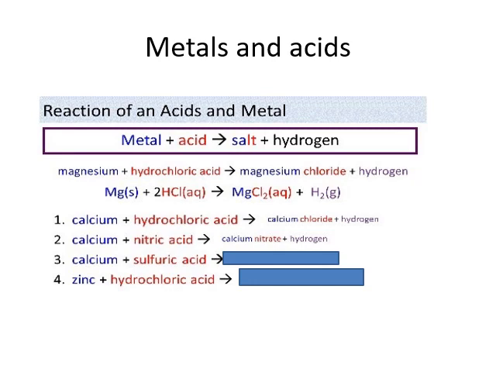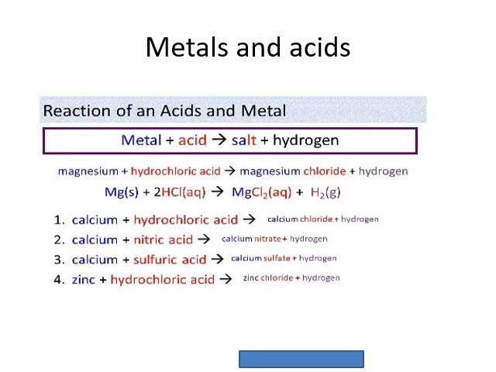Okay, so hopefully you've had a chance to have a go at number 3 and number 4. So calcium and sulfuric acid should give you calcium sulfate and hydrogen. Zinc and hydrochloric acid will give you zinc chloride and hydrogen. Well done if you got those right.